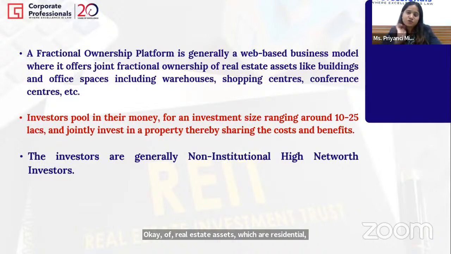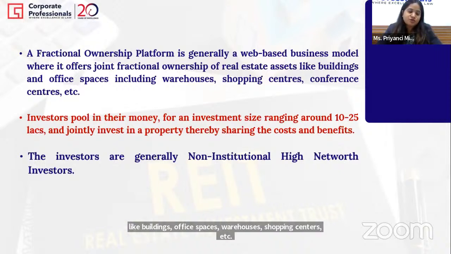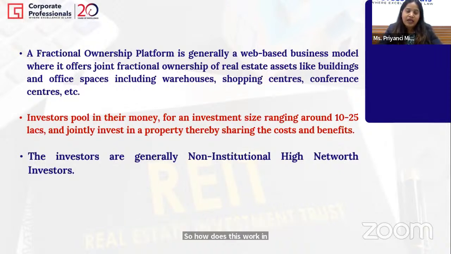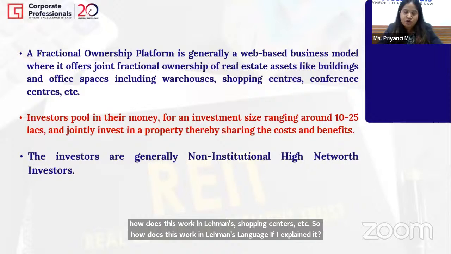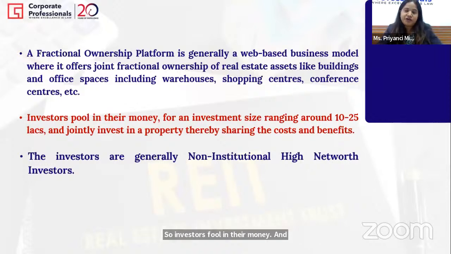So how does this work, if I explain it in layman's language? Investors pool in their money, and the FOPs, on behalf of the investors, identify a property which is attractive and revenue generating, and they invest that money into that property. The investment size generally ranges from 10 to 25 lakhs, with 10 to 20 investors or so. Then they jointly own that property. Since there is joint ownership, the costs and benefits are also shared.